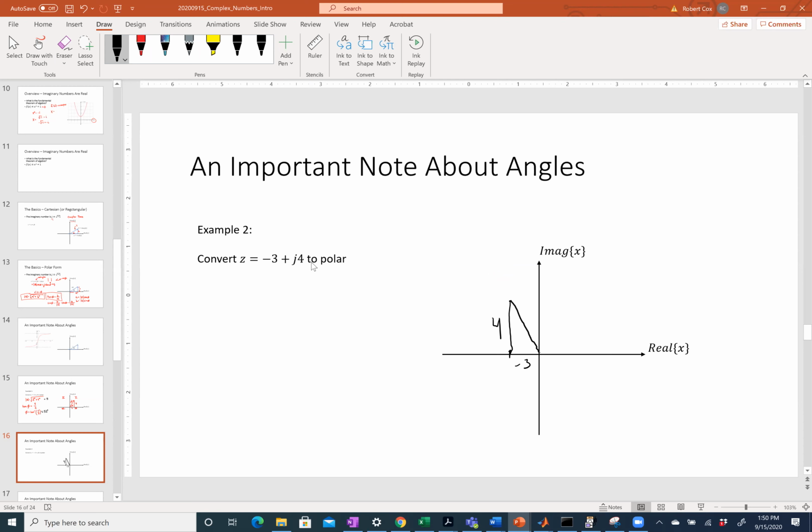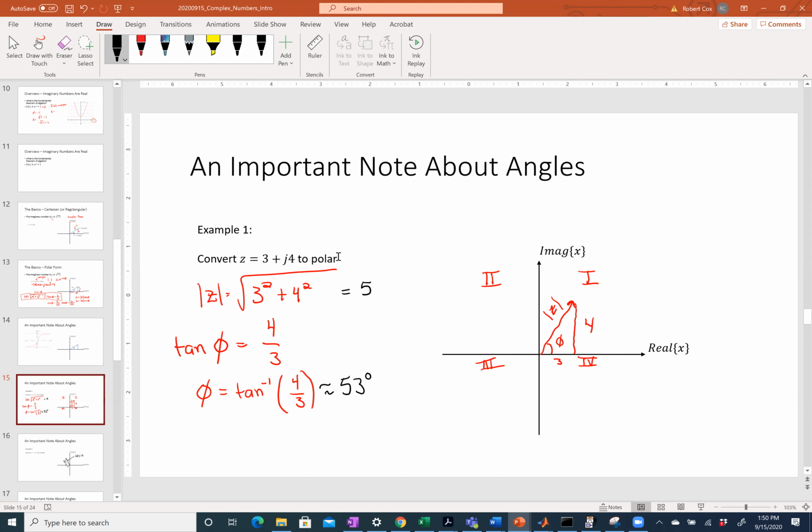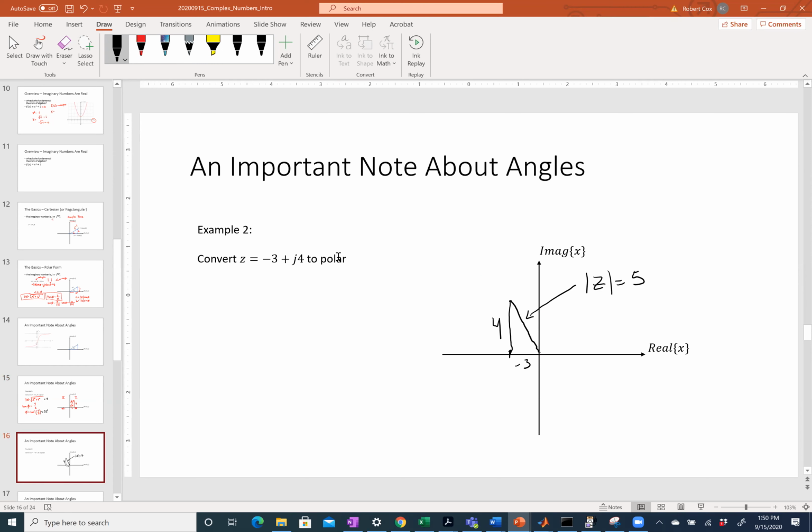So without doing any work, what's the length of this side? 5, because it's going to be negative 3 squared plus 4 squared, square rooted. That's the same as what I had before. If I look at the picture, it's the same triangle just flipped over the axis, so the magnitude is not going to change. So Z is apparently equal to 5 with some angle, and we don't know what that angle is yet. How should I figure out the angle in this case? Any ideas?